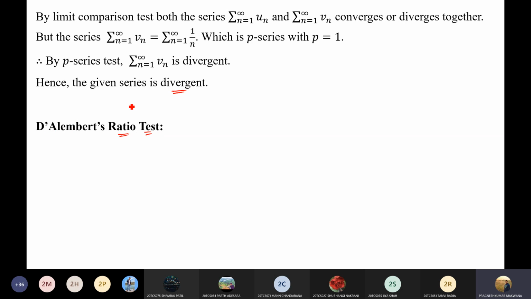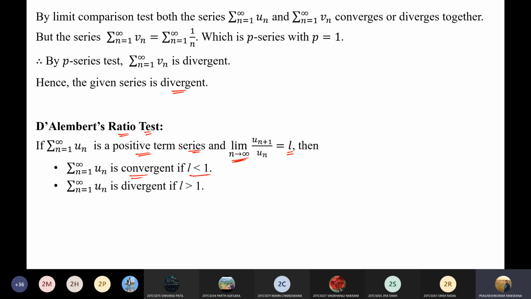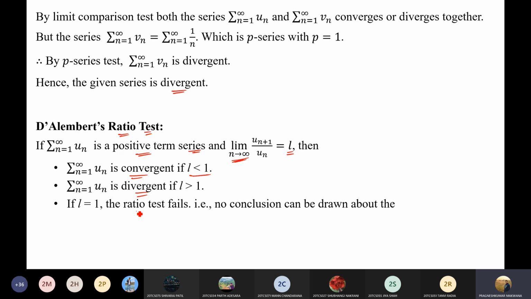Or you can simply say that it is called the ratio test. So what is a ratio test? If Un is a positive term series, then find the limit as n tends to infinity of Un plus 1 upon Un, and the answer is L. Then if L is less than 1, the given series is convergent. If L is greater than 1, the given series is divergent. And in the third case, L equal to 1, this test fails.